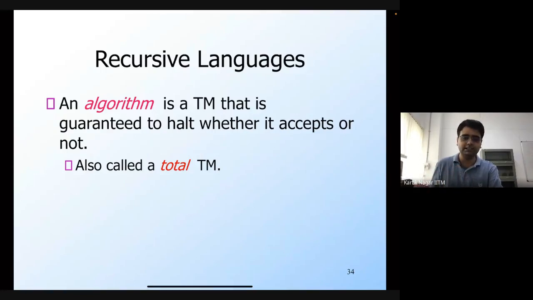But if it rejects, then there are two possibilities. It can either halt at a non-final state, or it can loop forever. So an algorithm is a Turing machine where you are not allowed to loop forever, which means that on every input you can either halt at an accepting state, or halt at a non-final state. No matter what input you give, the Turing machine is guaranteed to halt, whether it accepts or not. Such a Turing machine is called an algorithm. It's also called a total Turing machine.